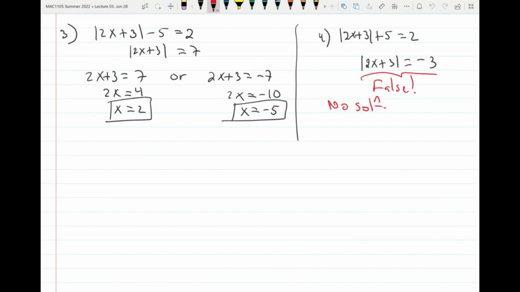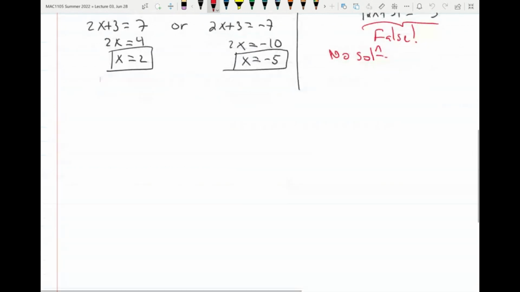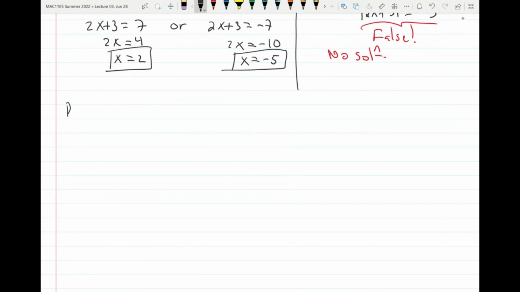So always be on the lookout. This property of breaking up the absolute value into two equations is only valid if the number on the right hand side is either 0 or greater, if the number is not negative. If you have a negative number here, you stop immediately and you say no solution. Of course, make sure that the absolute value is by itself here. If you had a negative 2 here, for example, you wouldn't say that there is no solution, because when you add 5, that will become a 3, and that's okay. So just when you have the absolute value alone and the right hand side is negative, then there's no solution.